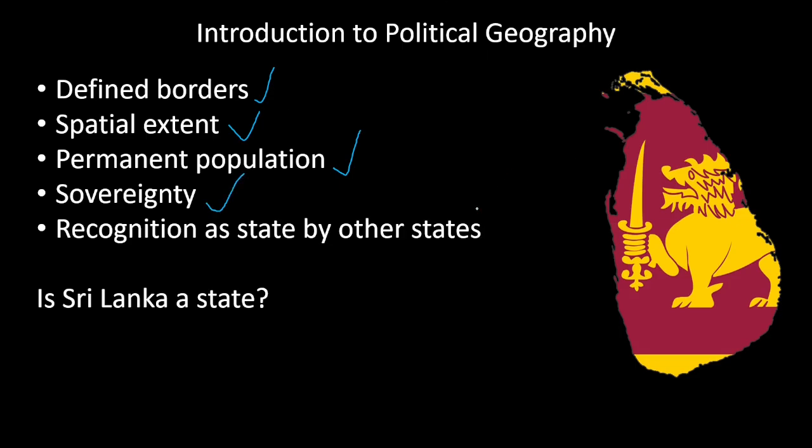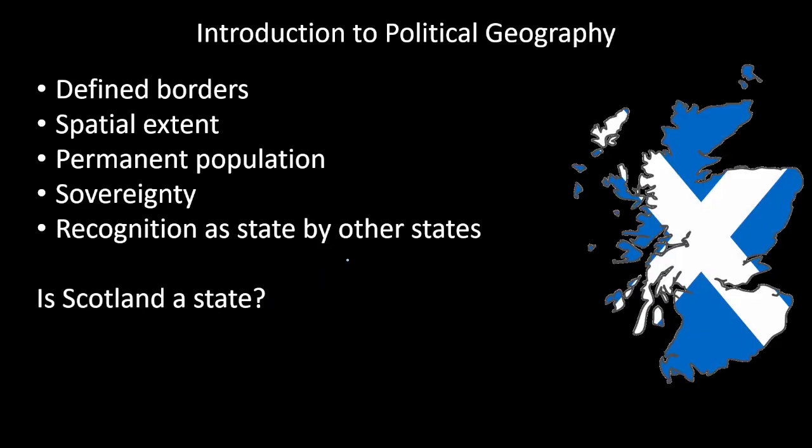The United Nations counts it as a country, so it is considered a state. So is Sri Lanka a state? All 5 of these are checked, so Sri Lanka is a state. Now, what about Scotland? Does it have defined borders? Yes. Does it have spatial extent? Yes. Does it have a permanent population? Yes.